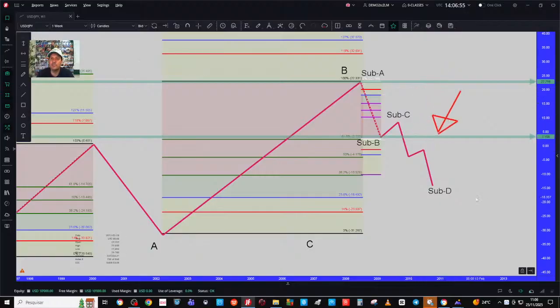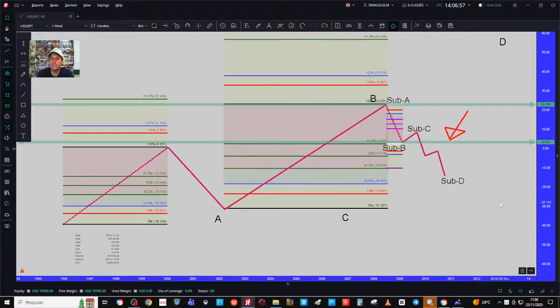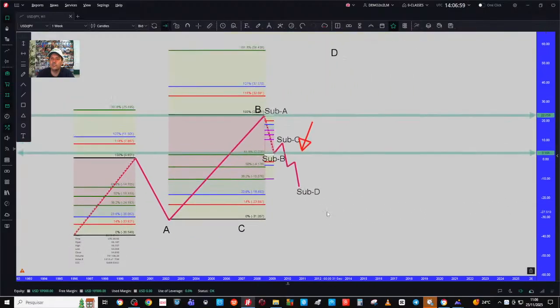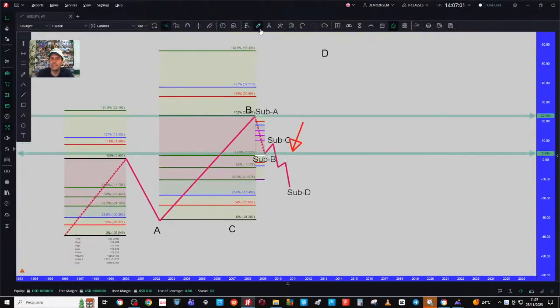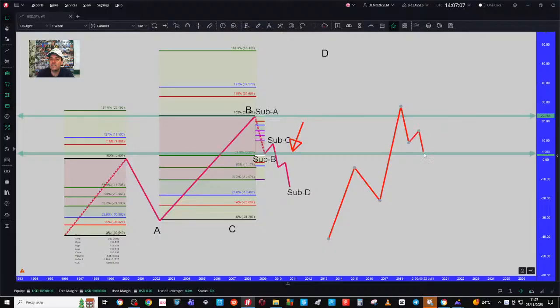And remember that trading the contrarian Fibonacci is risky because you are going against the trend.